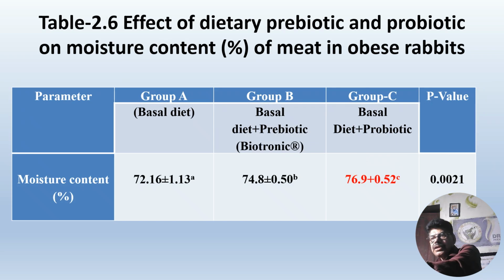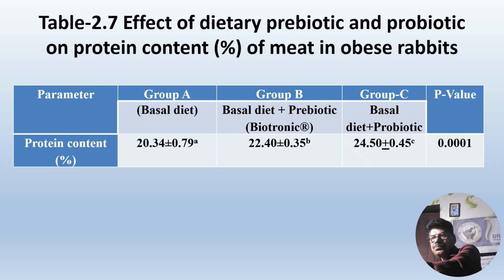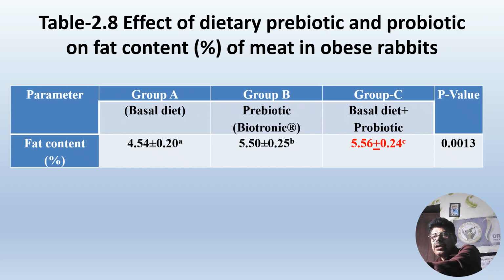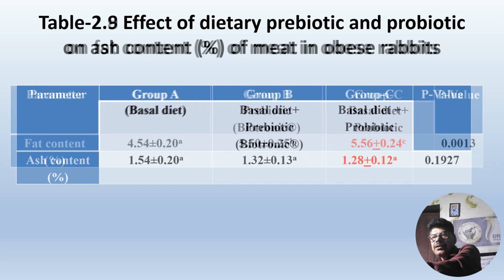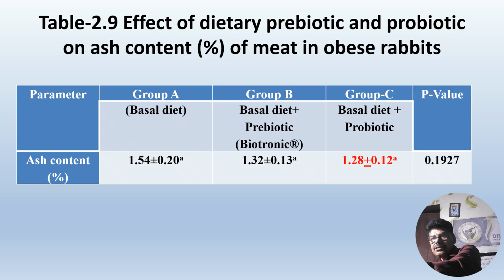The meat had higher moisture in the basal diet and the probiotic group, whereas the higher protein contents were seen in the basal diet and probiotic. The higher fat contents were seen in the basal diet and probiotic. Whereas the ash was 1.28, that was higher in basal diet and probiotic.